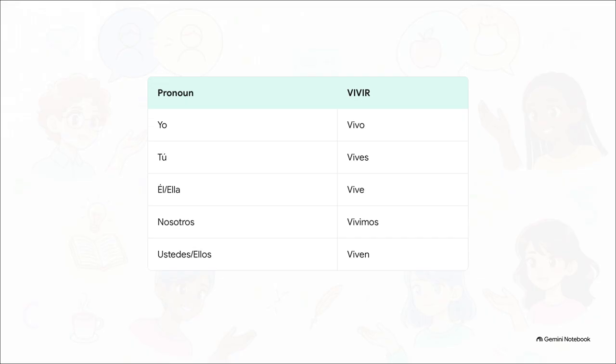Vivo, vives, vive, vivimos, viven, or O, S, A, emos, N. Look familiar? I want you to notice how incredibly similar this pattern is to the ER table we literally just looked at. Almost all of the endings are exactly the same. If you master the ER verbs, this next part is going to be an absolute breeze.